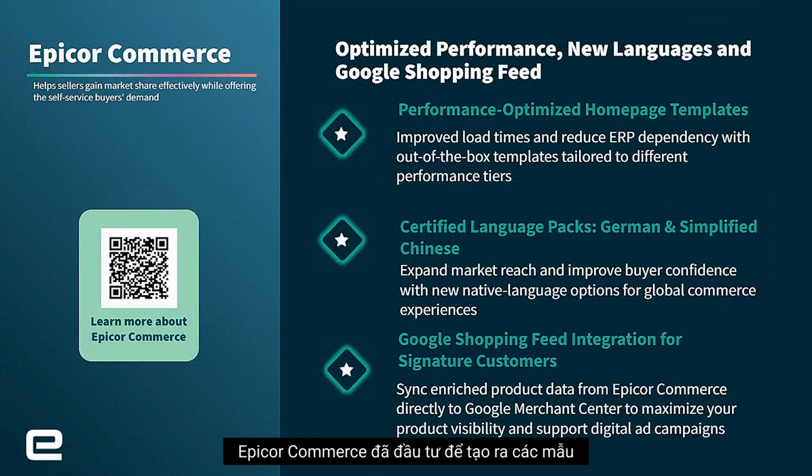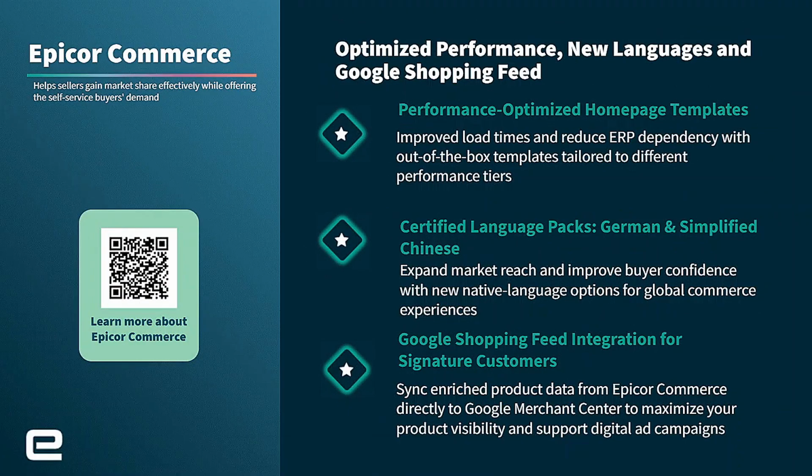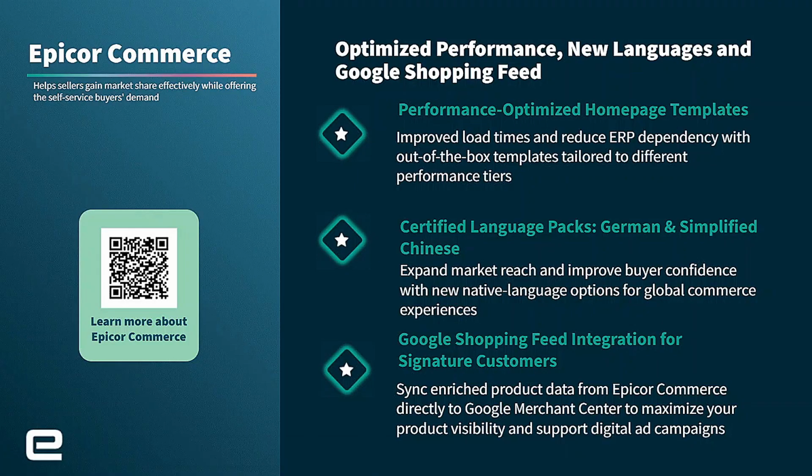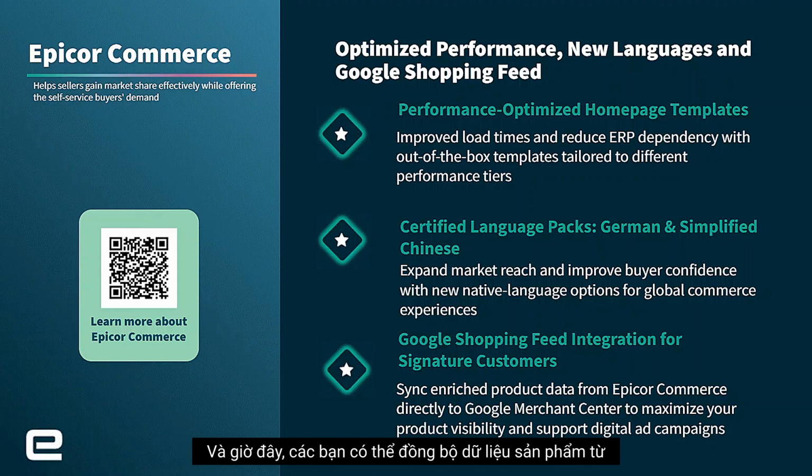Epicor Commerce has invested to create performance-optimized homepage templates. This will improve page load times and reduce ERP dependency with out-of-the-box templates tailored to different performance tiers. And now you can sync product data from Epicor Commerce directly to your Google Merchant Center to leverage Google's shopping feed integration.